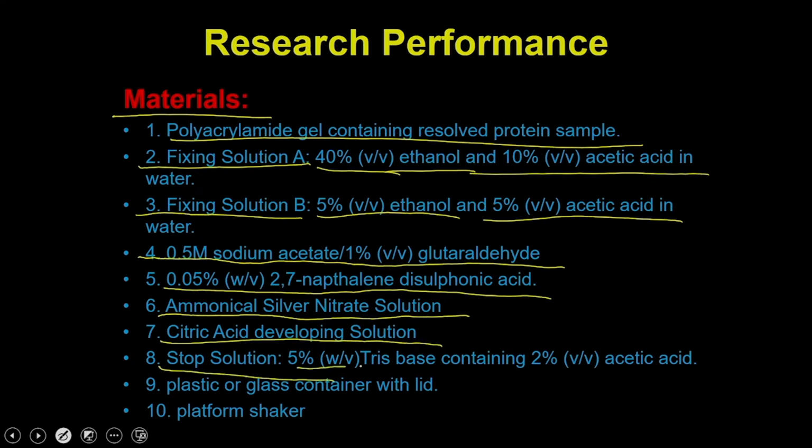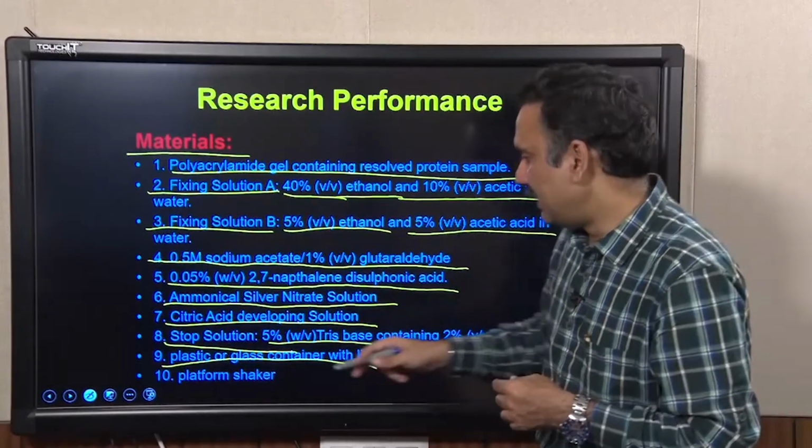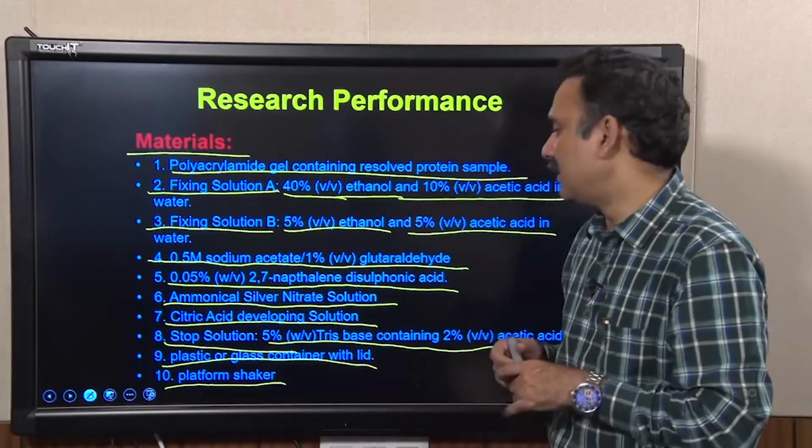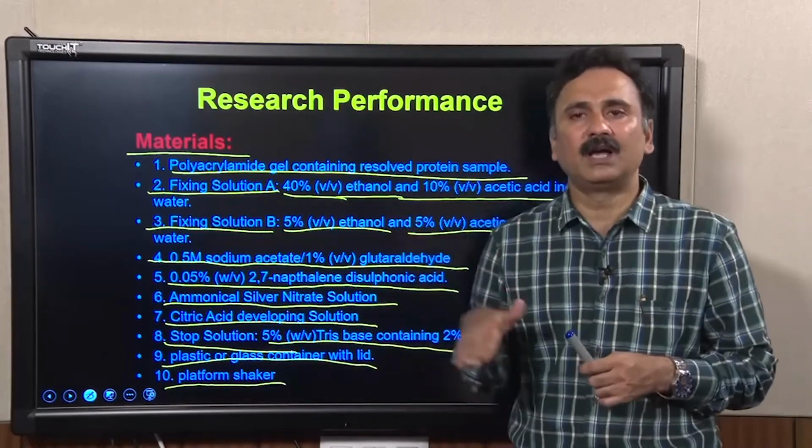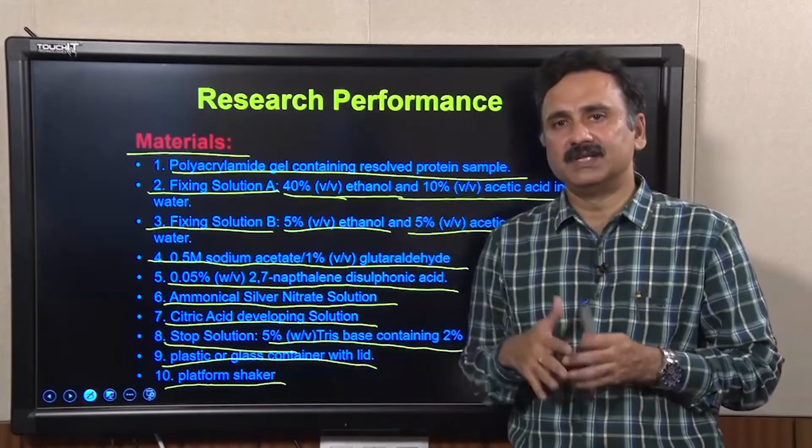The stop solution contains 5% Tris containing 2% acetic acid, and then you require a plastic or glass container where you are going to perform the silver staining, and ultimately you also require a platform shaker where you are going to mix these reagents.